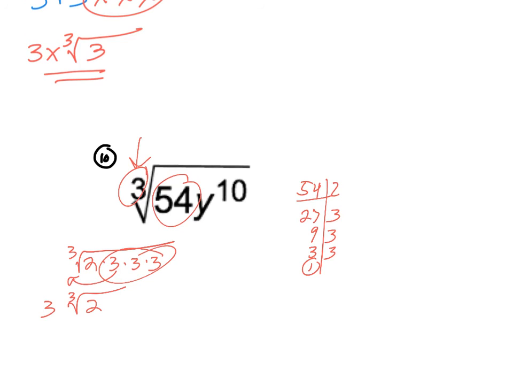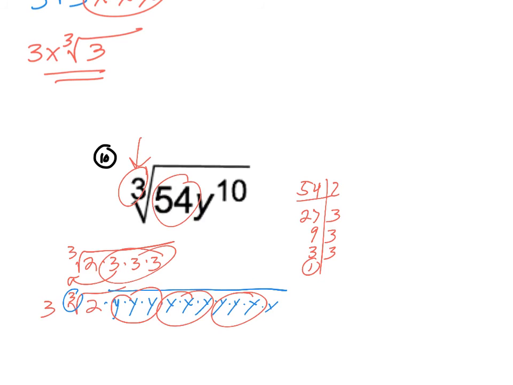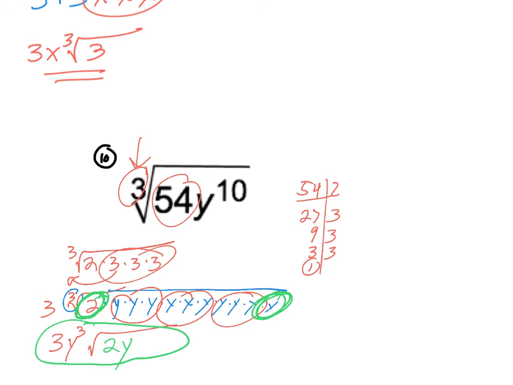Now the y's. The y's I'm going to do in a different color. There's 10 of them. 1 2 3 4 5 6 7 8 9 10, and I'm going to extend this root. It's a cubic root, so I can take out every 3. So 1 set here, 1 set, and 1 set. I can take out 3 y's, or y cubed. So I'm left with 3y cubed. What never went away is the 2 and the y. So what's left inside the root is 2y. Your final answer is 3y cubed cube root of 2y.